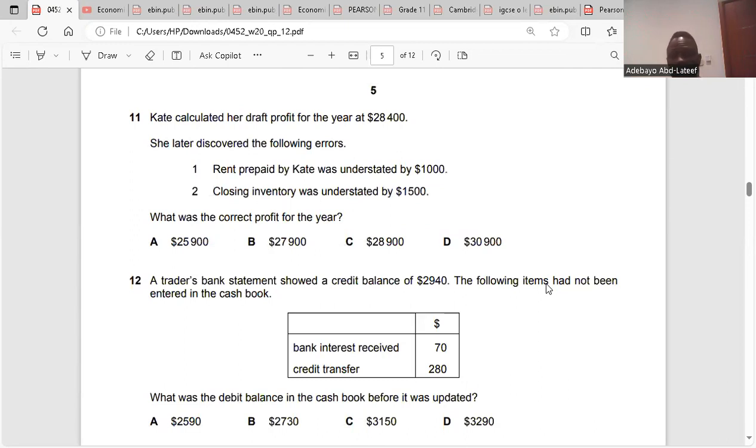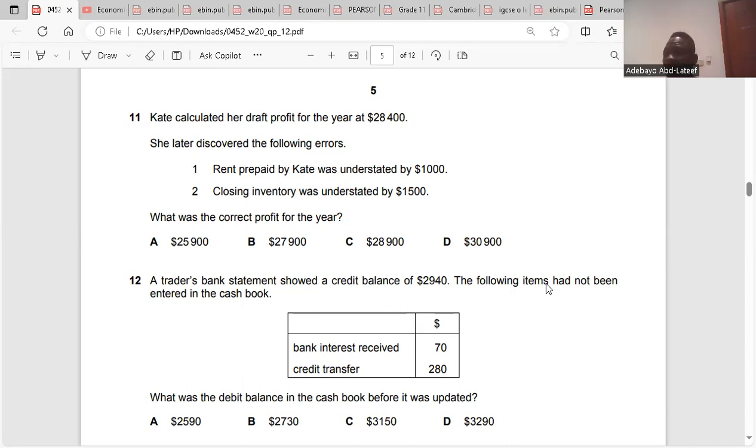Kate calculated her draft profit for the year at 28,400. She later discovered the following errors. Rent prepaid by Kate was understated, 1,000. Closing inventory was understated by 1,500. Both will reduce the profits. So what do you do? You add them to your profits because they were both understated.